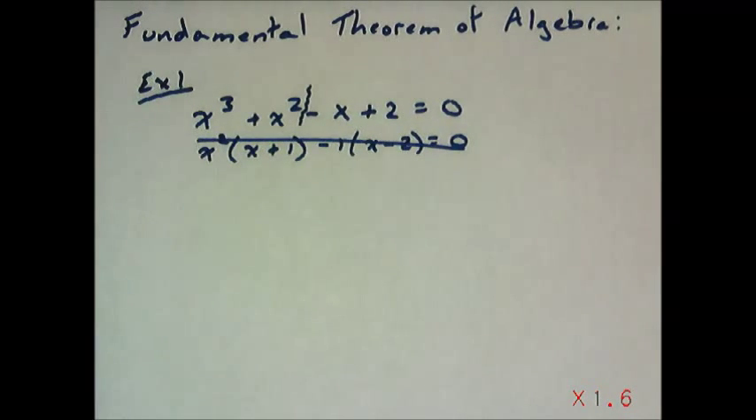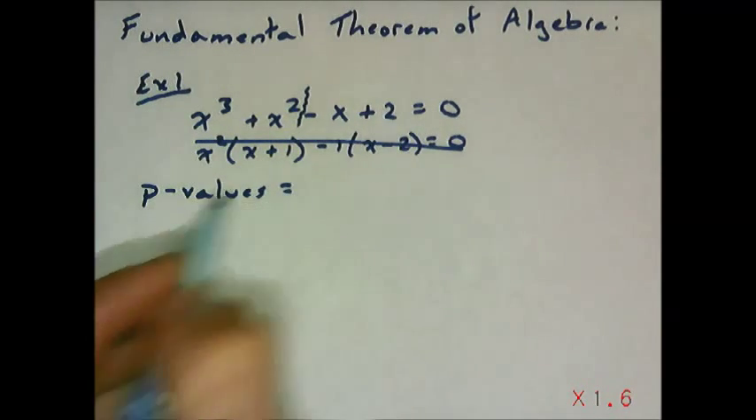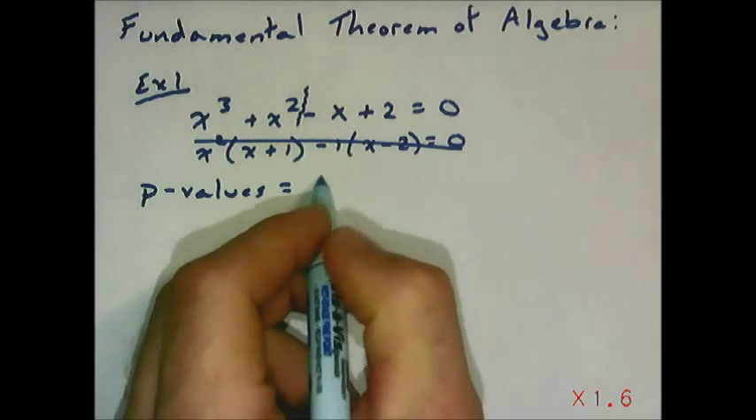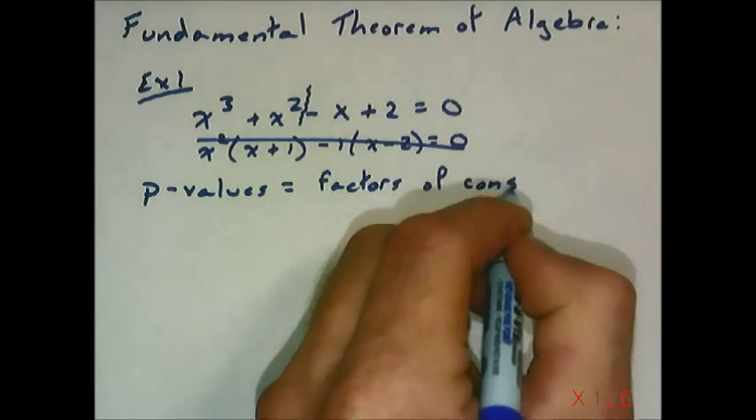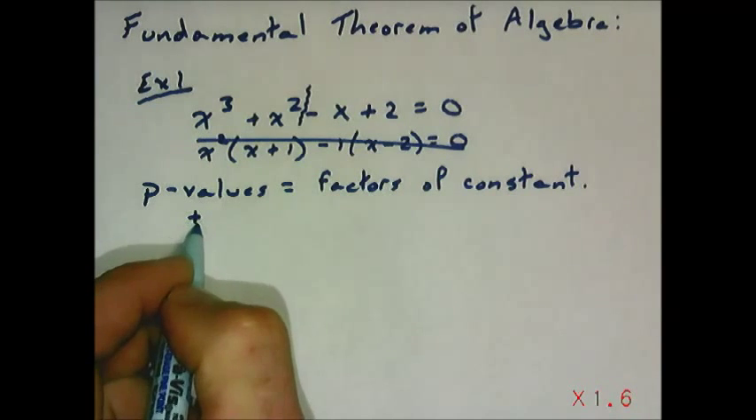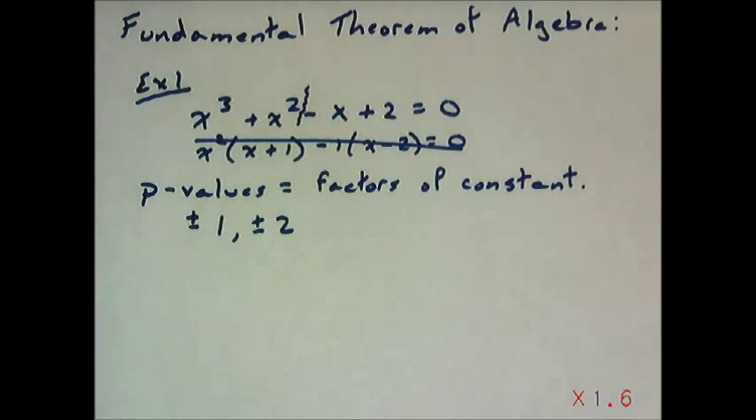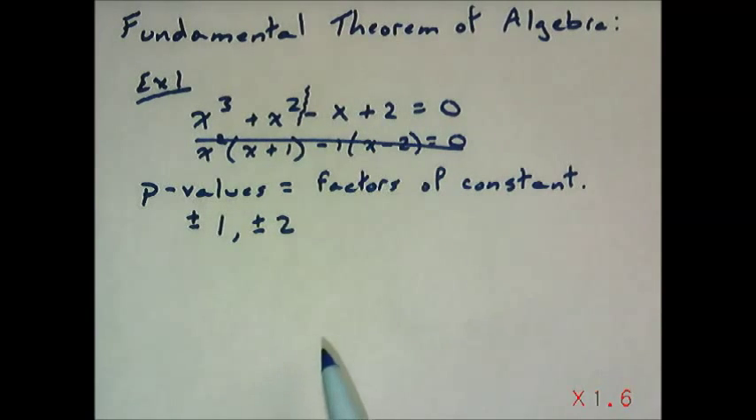So we bring in the fundamental theorem of algebra. What it tells us to do is to find the p-values. And the p-values are simply taking the constant term and looking at the factors of them. So looking at the factors of the constant. Well, if I have positive 2, my factors, I can have plus or minus 1, and I have plus or minus 2. Remember, a factor is a number that will divide evenly into that number that we're looking at. And we can have the positive or the negative for 2.